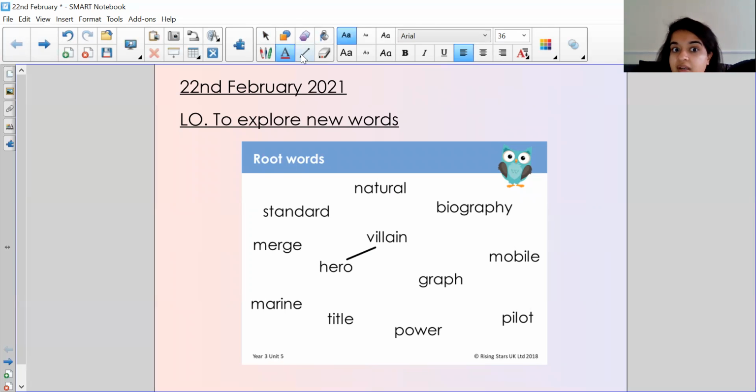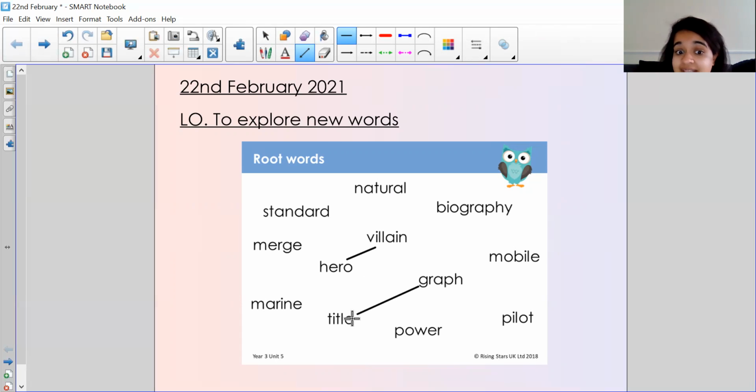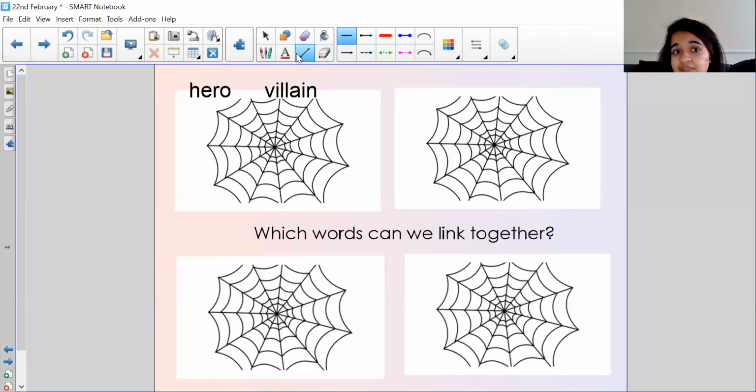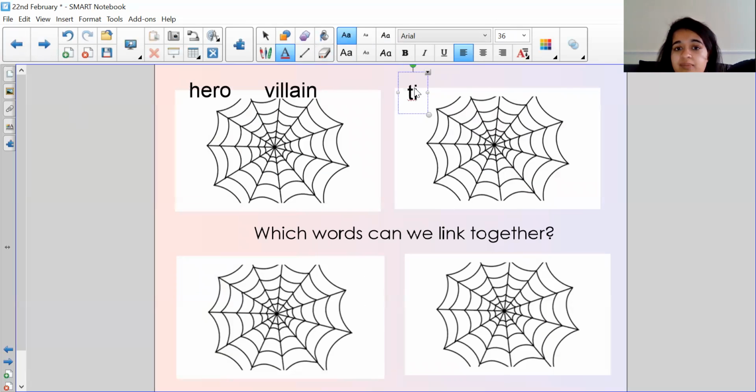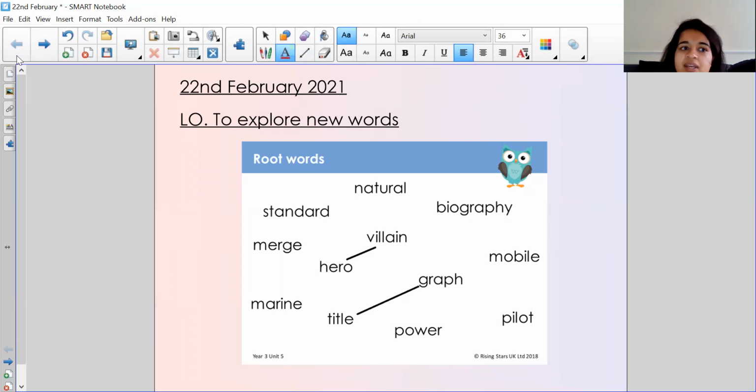Well, if you remember, I've just thought about something from our statistics. Whenever we drew those bar graphs, we had to have a title for them, didn't we? Because we needed to know what that graph was about. So title and graph could be linked together. So I could probably put title and graph on this web because they're linked together. Okay. Can you think of anything else? Anything else that you could link to it?